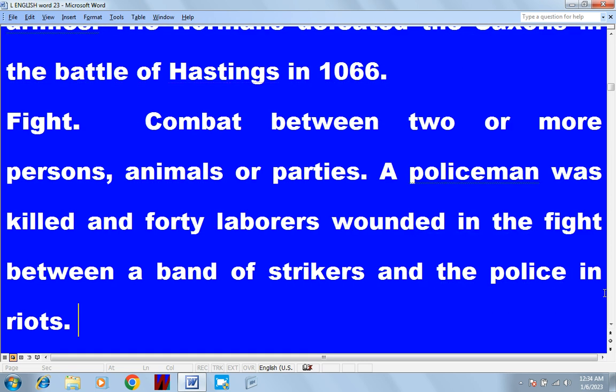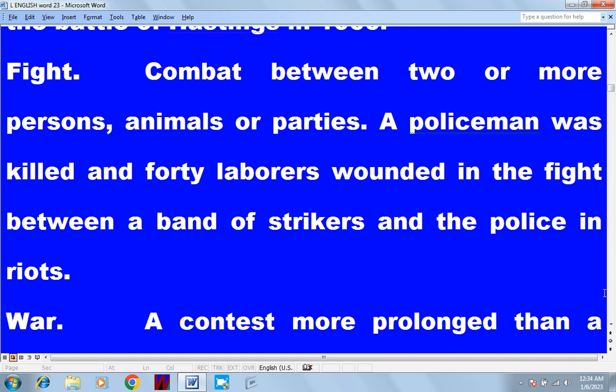Again, the next word is fight. F-I-G-H-T means combat between two or more persons, animals or parties. This is called fight. A policeman was killed and 40 laborers wounded in the fight between a band of strikers and the police in riots.